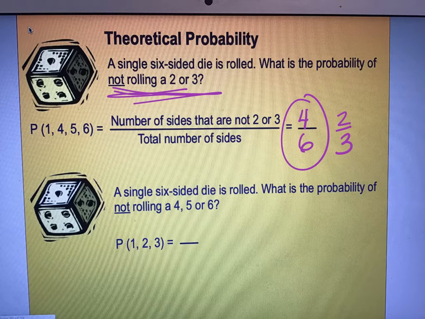This one right here, what's the probability of not rolling a 4, 5, or 6? Raise your hand if you know that. Okay, hopefully you said the bottom number is still a 6 because there are 6 numbers on the dice. The top number answers the question, not a 4, 5, or 6. The only numbers that are not 4, 5, or 6 would be a 1, 2, or 3, which is 3 of the numbers. So 3 out of 6, and we all know that reduces to half.